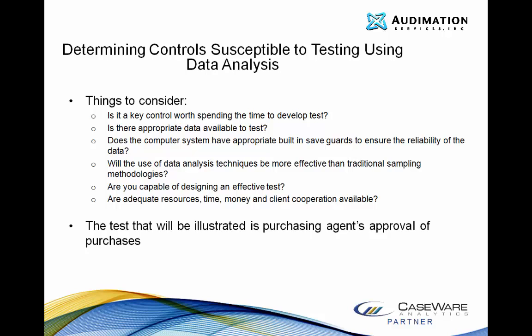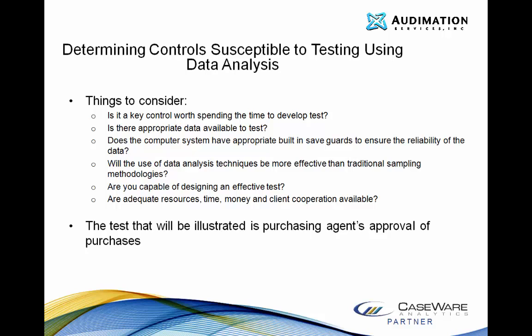In the old days, we used purchasing as our test here, and the purchasing agent's approval as a key control. We would have gone in and said we're going to take a sample of, I don't know, 50 or whatever purchases, and we're going to see that the purchasing agent signed the PO.